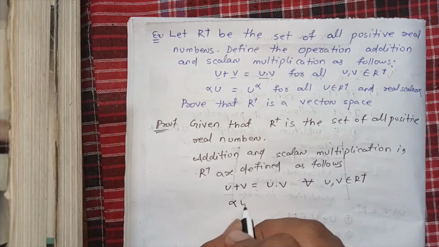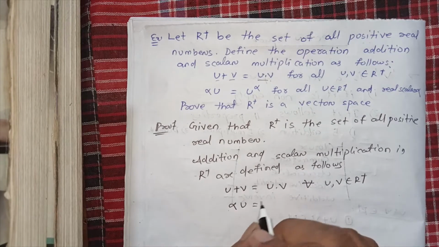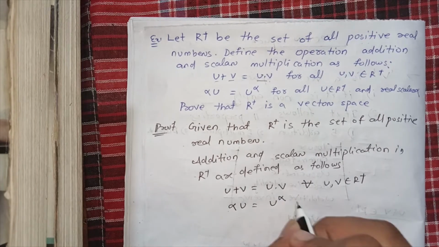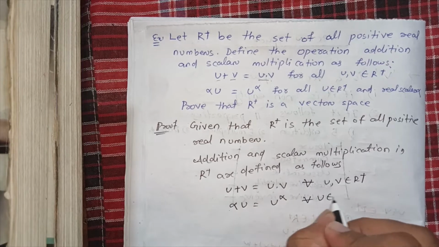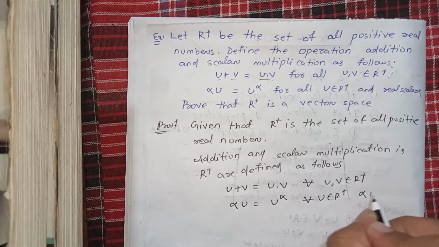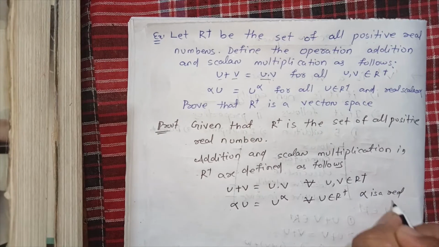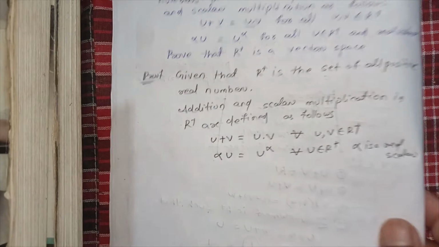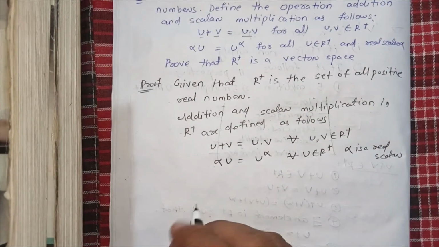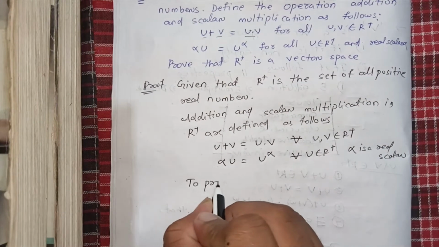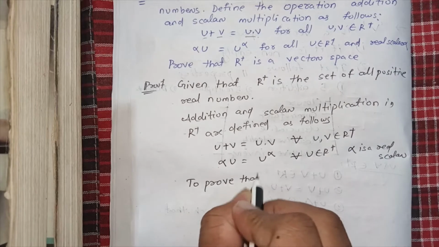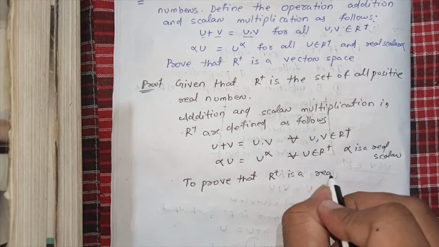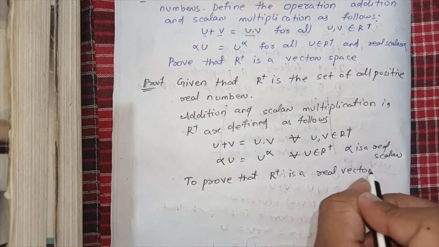And if you multiply a scalar with a vector u, then that will convert to u to the power alpha for all u belonging to R plus, and alpha is a real scalar. So these are the given conditions in the question. So now we have to prove that R plus is a real vector space.